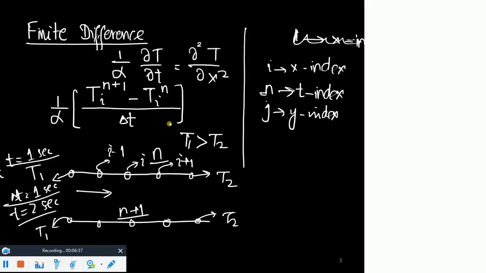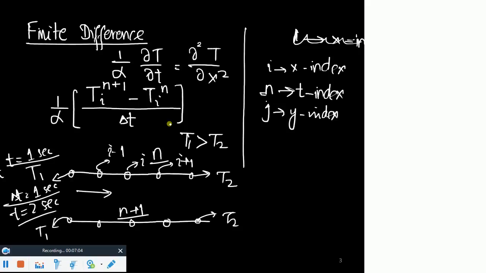You understand that? If we take the derivative with respect to x, what was the index which was changing in that term? I. If we take the derivative with respect to y, what was the index which was changing in that term? J. So now we are taking derivative with respect to time. Which index should be changed? N. So this is n plus 1, it means the next time level minus the previous time level.